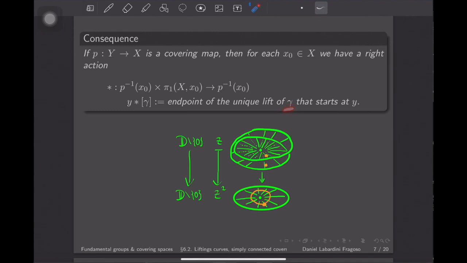lift the curve. Consider the lift of this curve that starts in the given point. So the action on this point, to obtain it, I need to lift this one with this starting point. Okay, so I lift it. And then endpoint. So in this case, the action of this closed curve on this point is this point. And let's say for this point, what's the action of this curve on this point? Well, same recipe, right? So I need to consider the lift that starts here. Okay, so start there and start going.